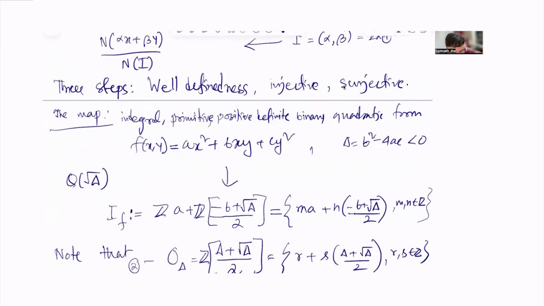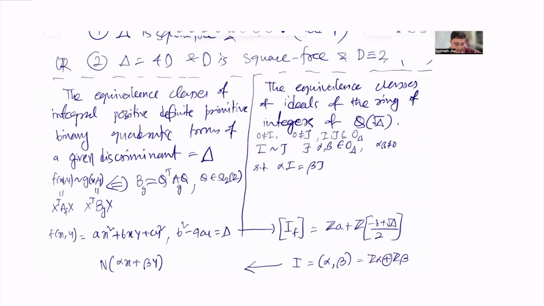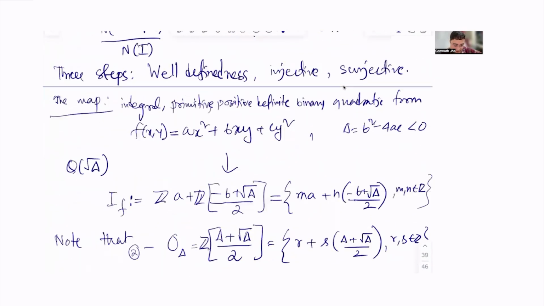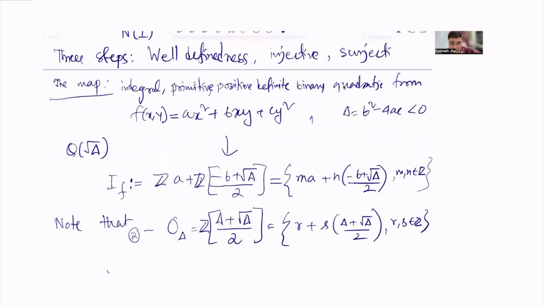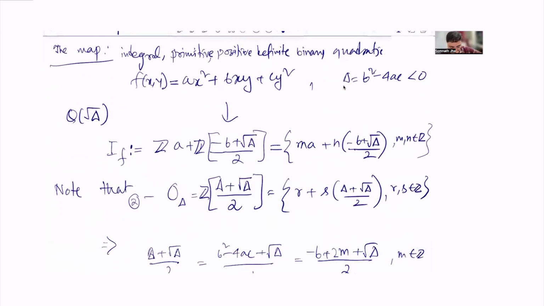First of all, you note that in this case, because delta is a fundamental discriminant, we have chosen delta in this way, the ring of integers is given by Z plus Z (delta plus root delta)/2. This was one of the exercises you may recall. So it is r plus s times (delta plus root delta)/2, where r, s are in Z. This is that set, and the claim is that this I_f is an ideal. First of all, you make some observation that (delta plus root delta)/2, you just literally write it down, is (b square minus 4ac plus root delta)/2.